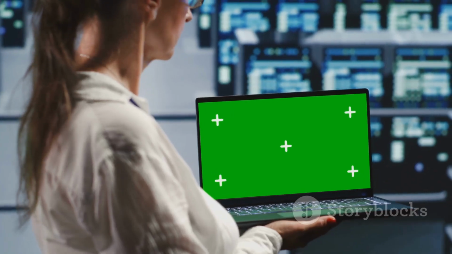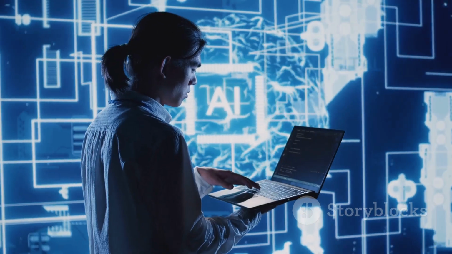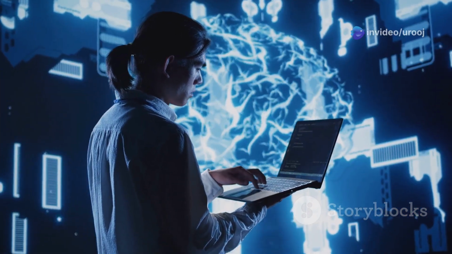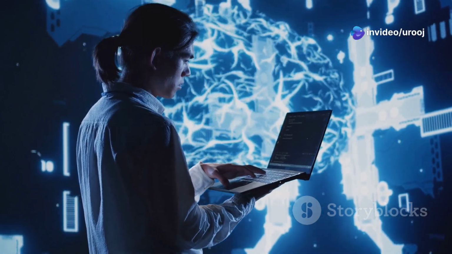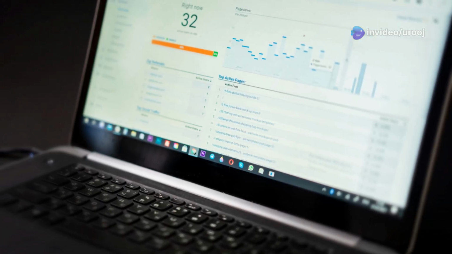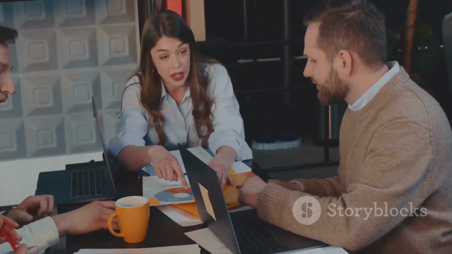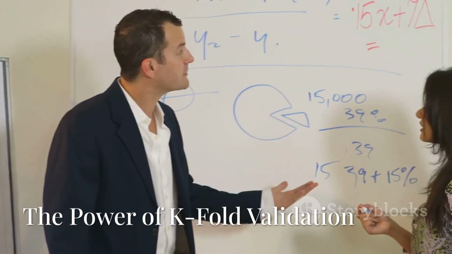We divide our dataset into two parts, a training set and a testing set. We use the training set to teach our model the relationship between the input parameters and energy output. Once trained, we test the model's accuracy on the unseen testing set. This helps us evaluate how well our model generalizes to new unseen data.